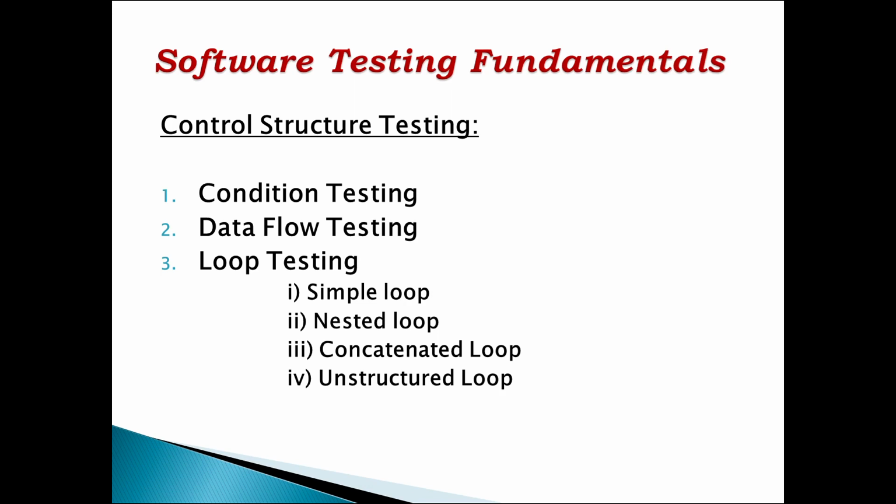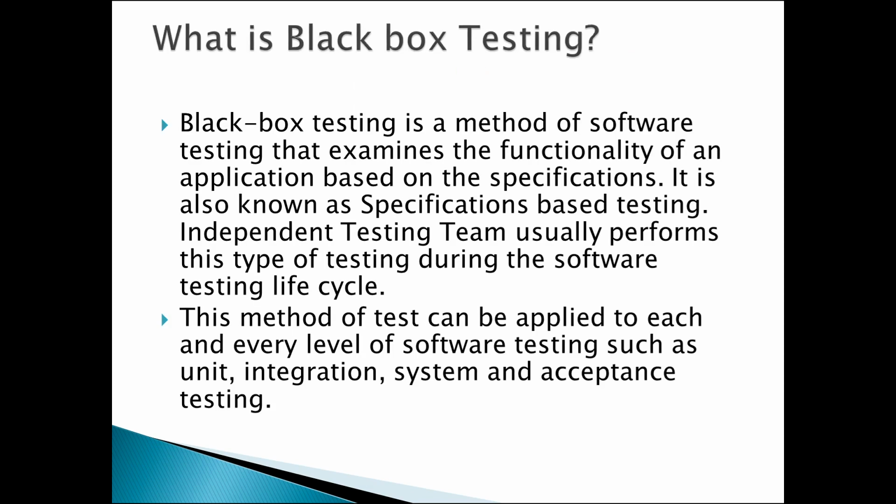Next one is data flow testing. Data flow testing selects the test paths of a program according to the locations of definitions and uses of variables in the program. Next, loop testing. Loops are the cornerstone for the vast variety of algorithms implemented in software. Loop testing is a white box testing technique that focuses exclusively on the validity of loop constructs. There are 4 types of loops: simple loops, nested loops, concatenated loops, unstructured loops.